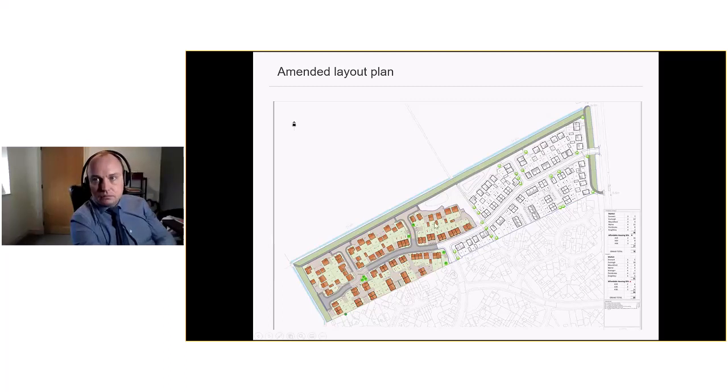So in terms of the house types, it's worth looking at this plan. It's the same range of house types that were used and approved under phase one. So it's the same developers, so it's their same range of housing products. The road's been designed as a continuation of the road that was again approved as phase one.